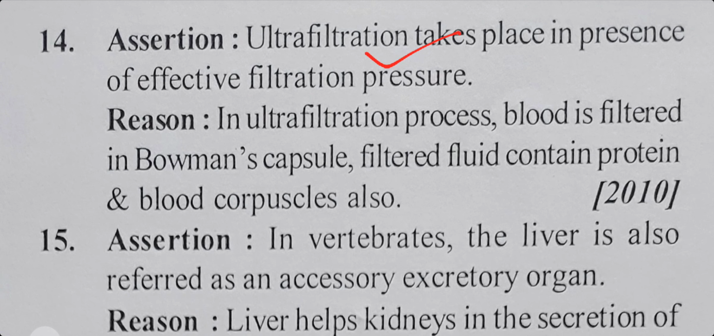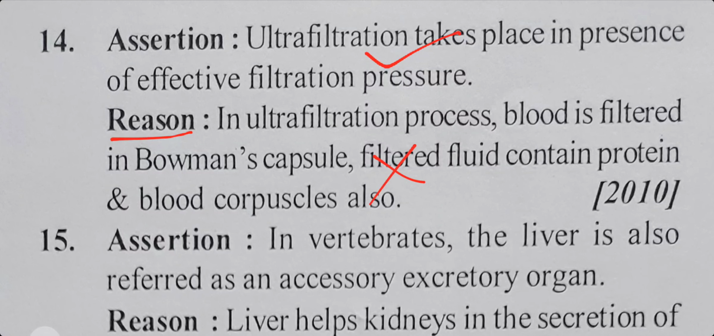Now the assertion is true. Now we'll go for the reason. In the ultrafiltration process, blood is filtered in Bowman's capsule. Filtered fluid contains protein and blood corpuscles also. But here it contains only blood plasma, not blood corpuscles. So the reason is incorrect. So here the assertion is true and reason is incorrect. So we have to go for the option.